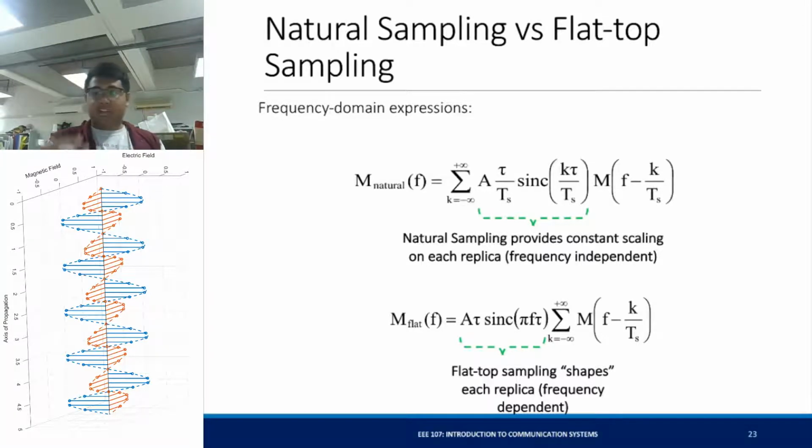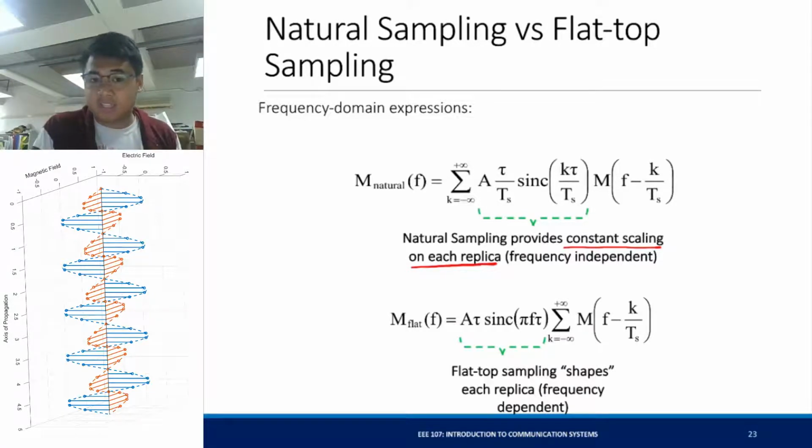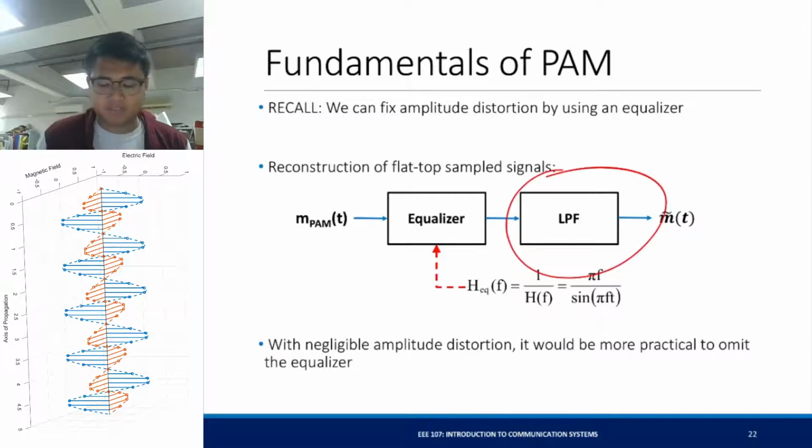Just to compare the natural sampling and the flat top sampling case, your natural sampling provides constant scaling on each replica. As you can see, the message signal is not distorted. But for flat top sampling, your pulse shapes the output of the message signal. This is where pulse design becomes important. If you design the pulse properly, you will be able to transmit a flat top sampling signal that is not distorted when we try to recover it using your low pass filter.